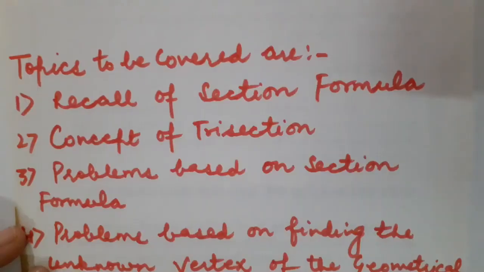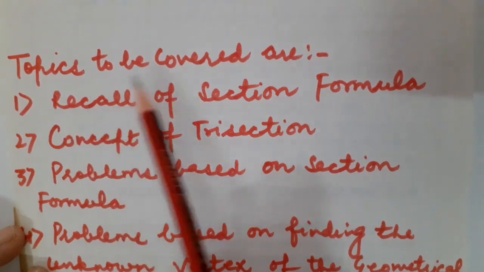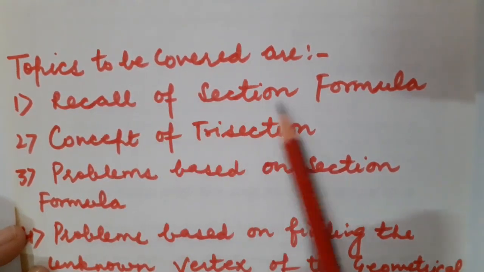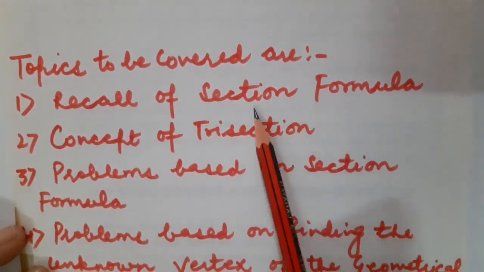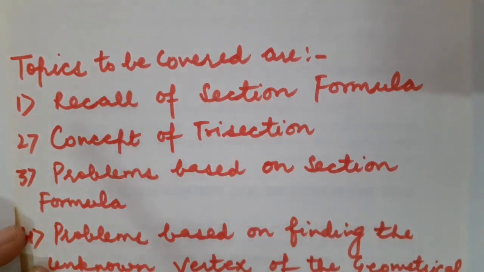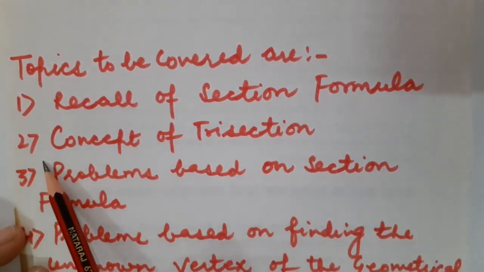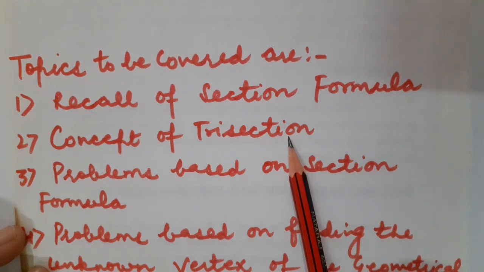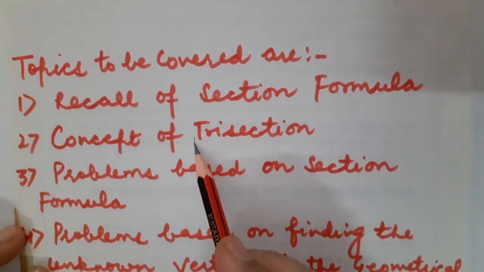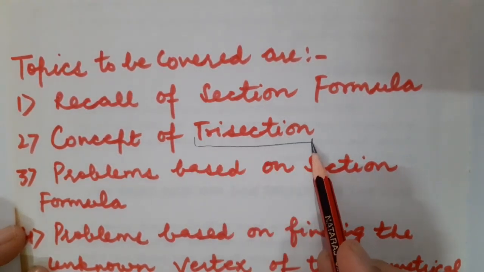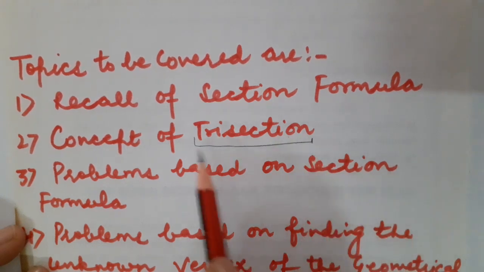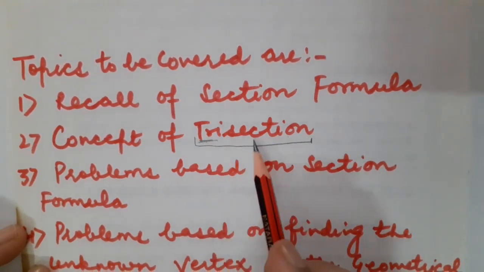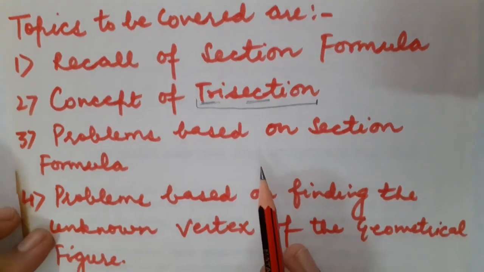In today's lecture, lecture number 3, the topics which I am going to cover are: number 1, recall of section formula. Along with it, children, I will make you recall the distance formula as well. Fine. Number 2, concept of trisection. As it is clear from the name itself, it means division of a line segment in 3 equal parts. Tri means 3. Fine. And section means division.